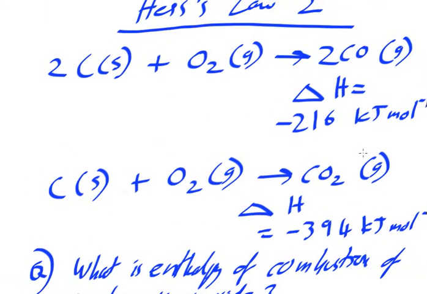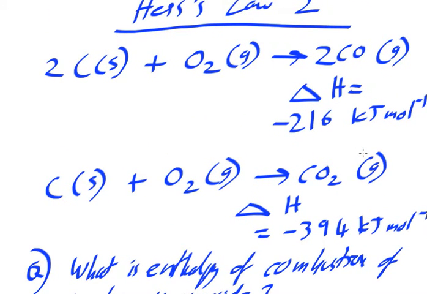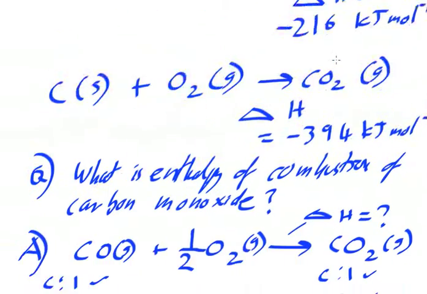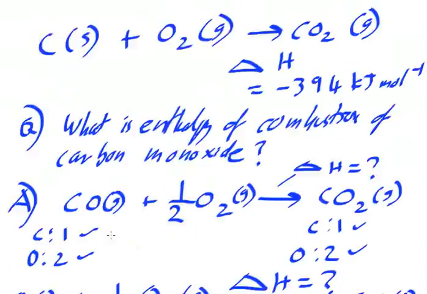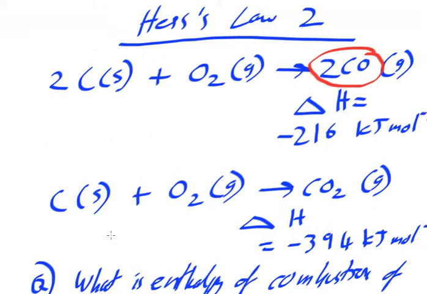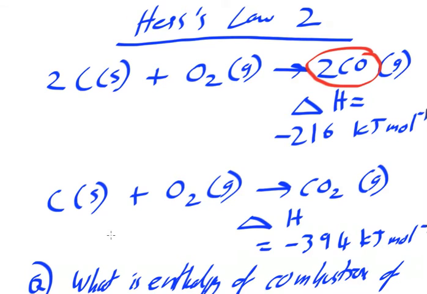Right, let's see what we've got in the question. Carbon monoxide does appear but it's all the way over here. And we've got a problem in that there's two of them there, whereas down here we've only got one of them. So we're going to have to somehow change the equation up here to just start with carbon monoxide and become something else. Let's do that in a couple of steps.